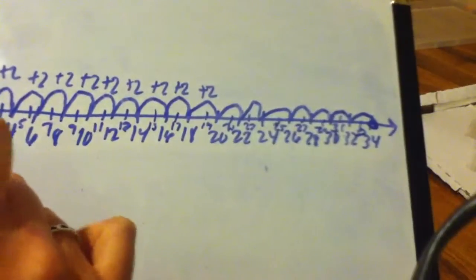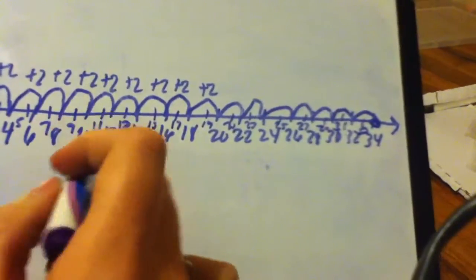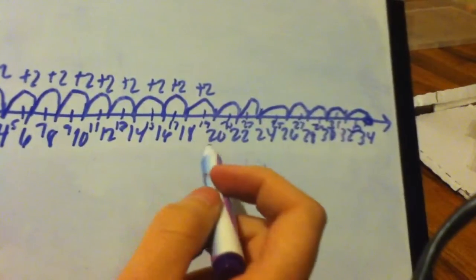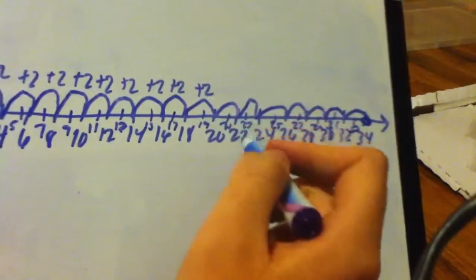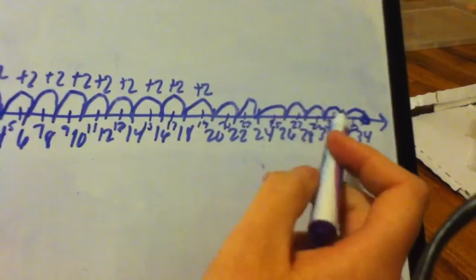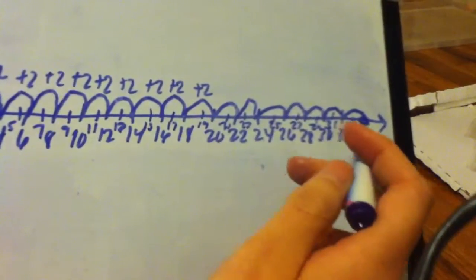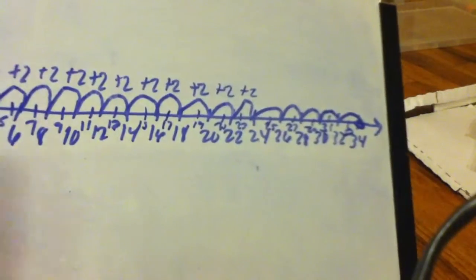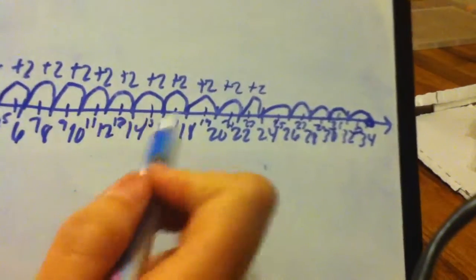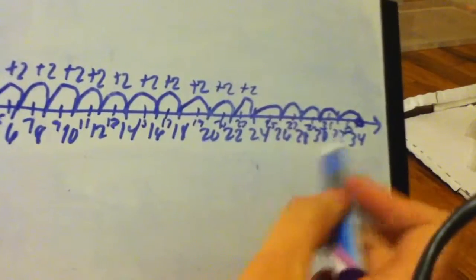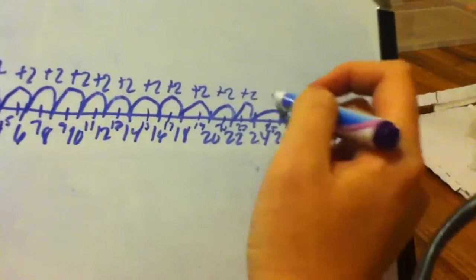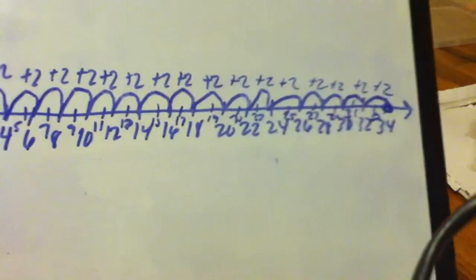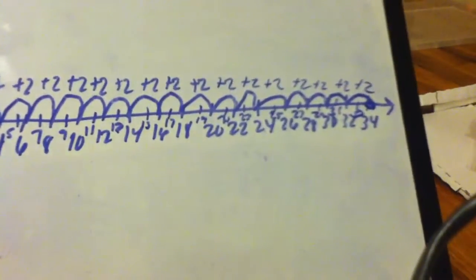If we just go 1, 2, 3, 4, 5, 6, 7, 8, 9, 10, 11, 12, 13, 14, 15, 16, 17, 18, 19, 20, 21, 22, 23, 24, 25, 26, 27, 28, 29, 30, 31, 32, 33, 34, skip counting by 2 makes us go a lot faster. 2, 4, 6, 8, 10, 12, 14, 16, 18, 20, 22, 24, 26, 28, 30, 32, 34. That got us to 34 a whole lot faster than just counting by ones. So you just add 2 every time.